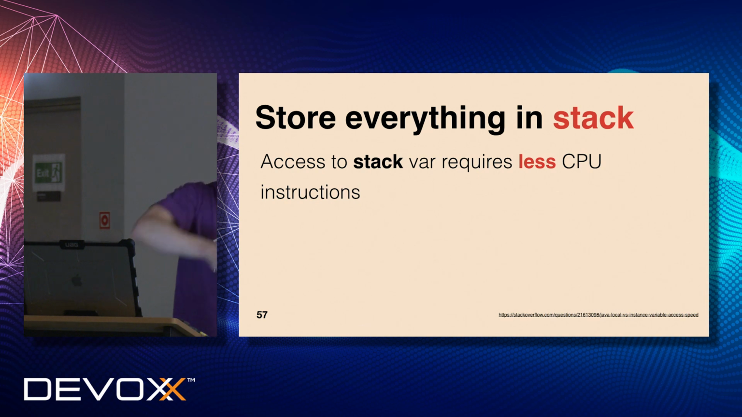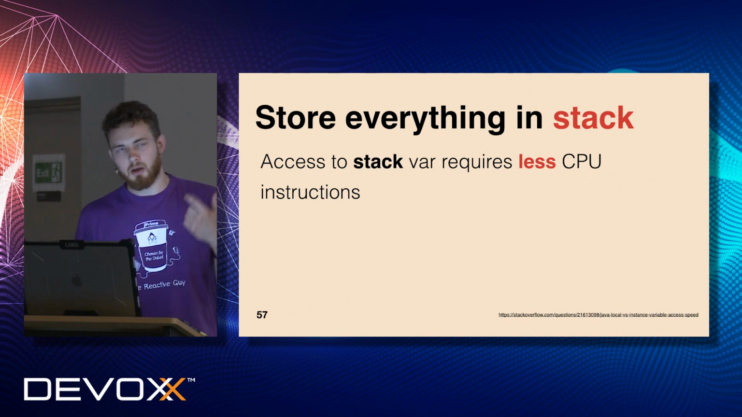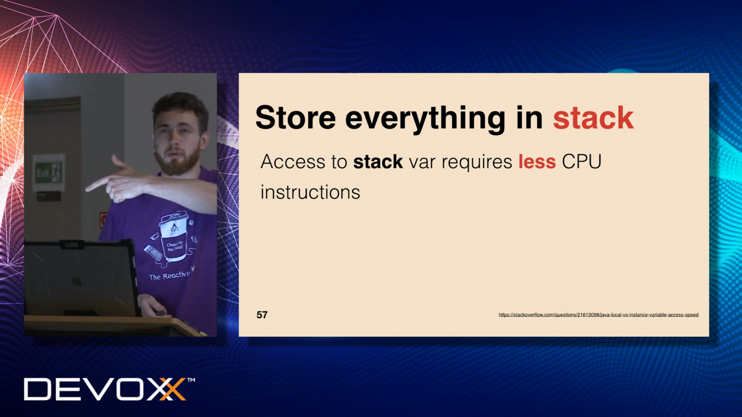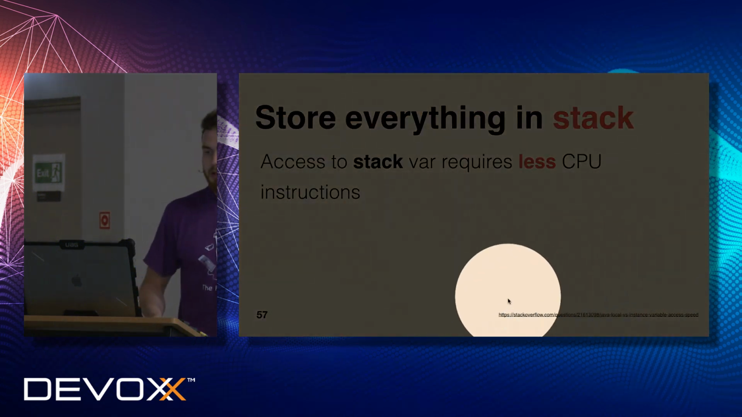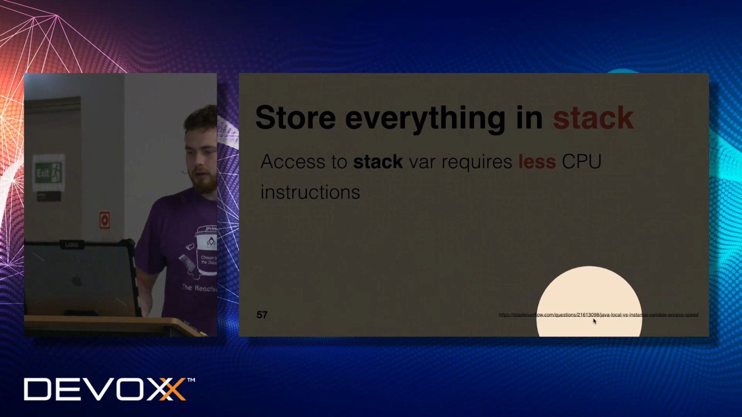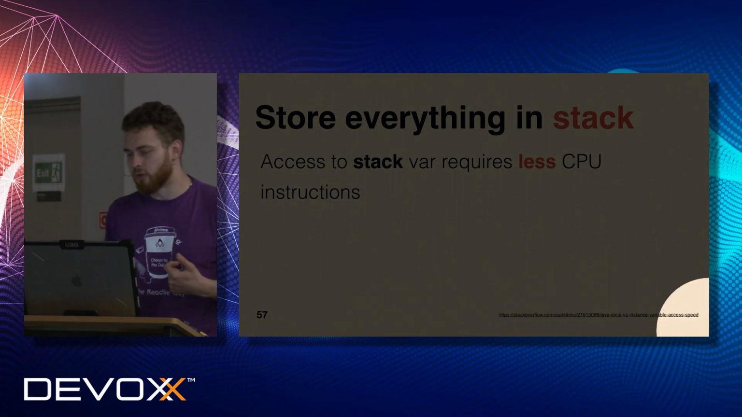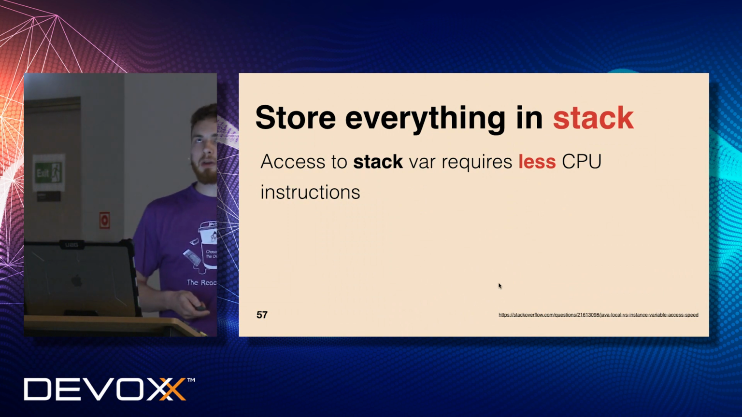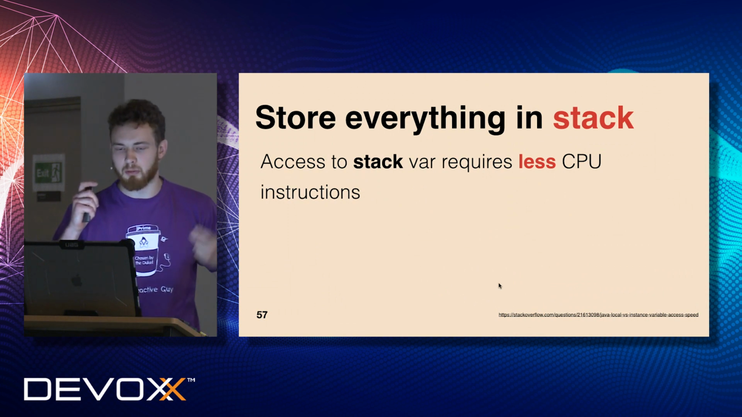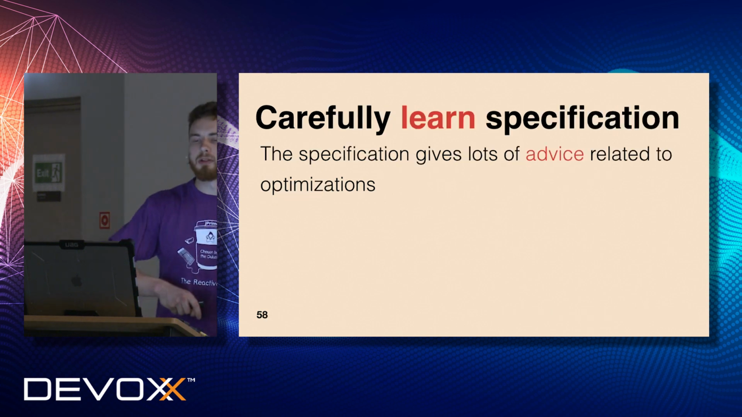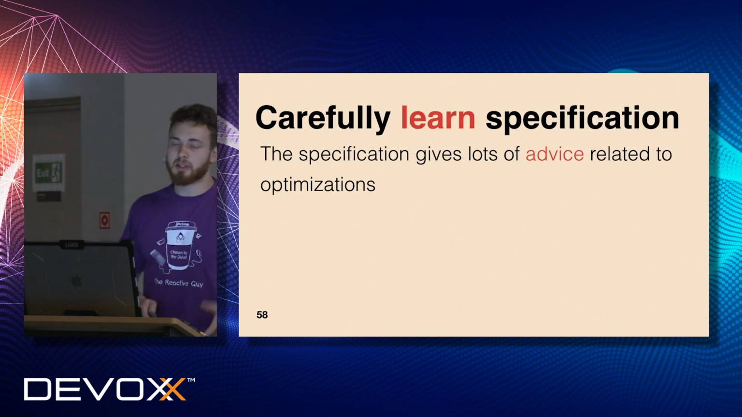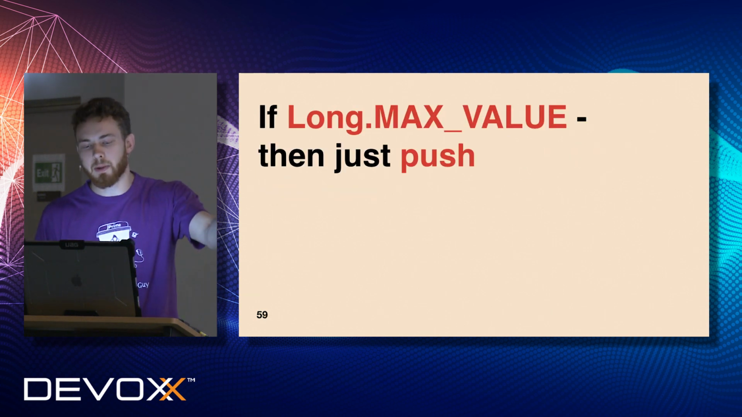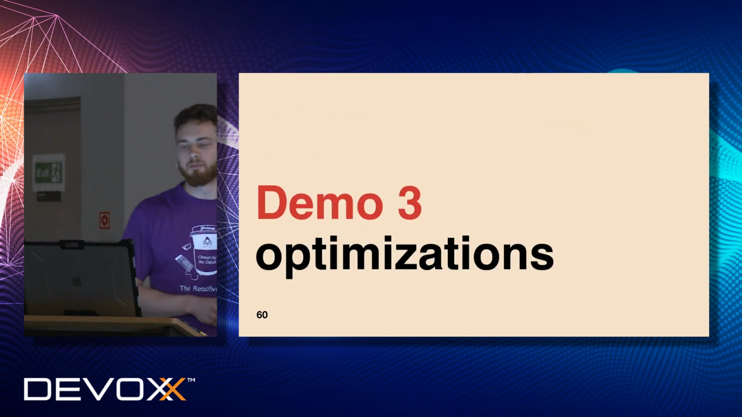Store everything in the stack. Again, you can do fewer CPU operations or instructions. Again, this is a link to a discussion of thread local stack access versus instance access. But again, you can win from 2 to 3% of your performance, which is important for a high-performance solution. And carefully learn the specification, because it says that if long max value, you can just push. This is a simple one.